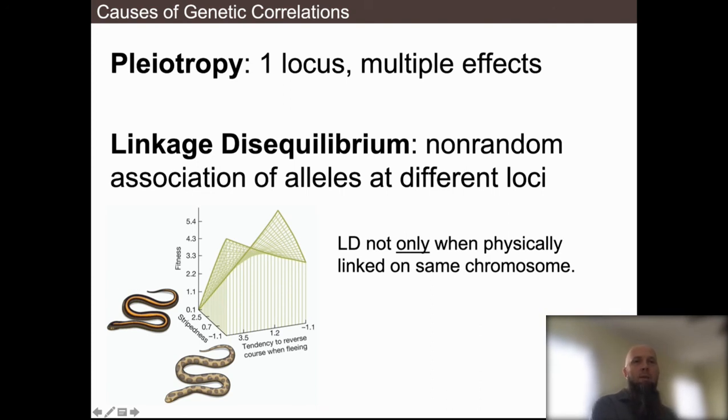There can also be instances of linkage disequilibrium, also something we've talked about. Notably, the linkage disequilibrium we've spoken about to this point is when genes are linked physically on the same chromosome. That's not the only way it happens. There should be a linkage disequilibrium in these snake populations for the color pattern they have and the way that they try to escape. That's another instance of linkage disequilibrium, selection acting on two things in tandem. That is a genetic correlation.